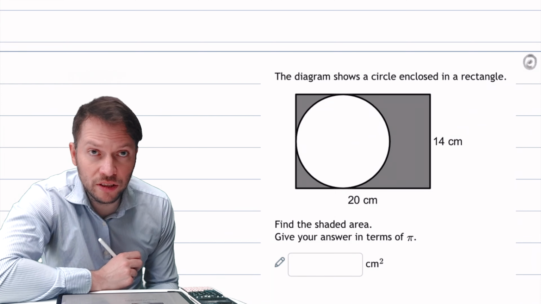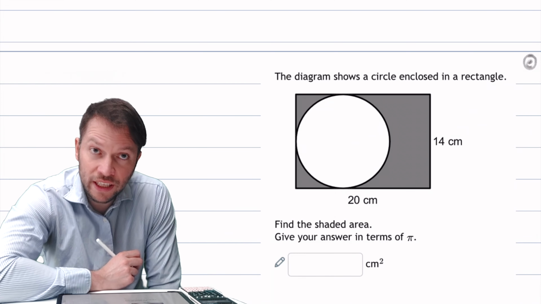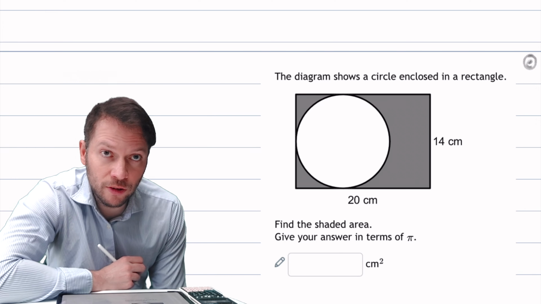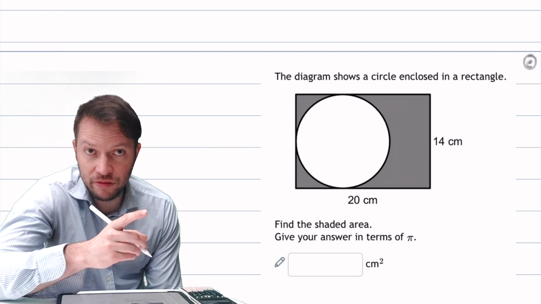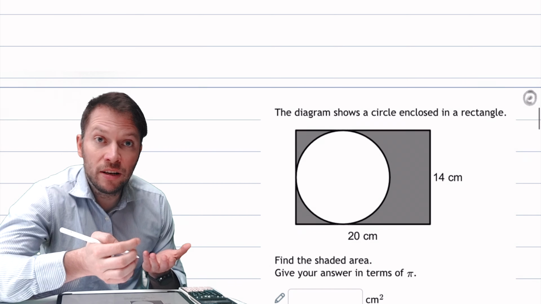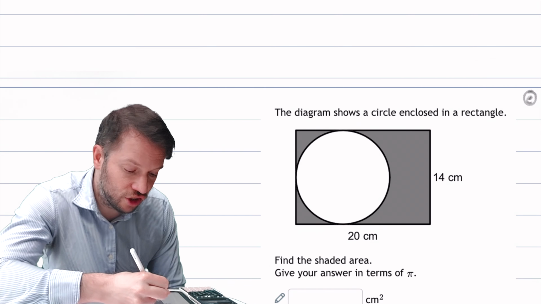Hi, in this video we're going to find the area of a shape where we've cut out a circle from a square or rectangle, but we're going to give our answer in exact form, and I'll explain what I mean by that in a second. Now, how do we find the area of a more complicated shape like this?